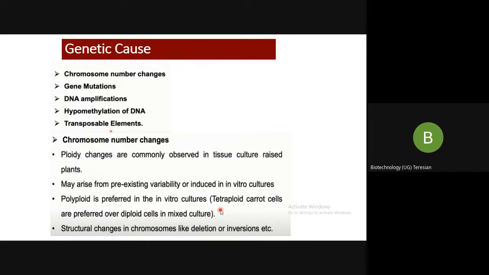What it means is, you're growing tetraploid carrots, okay? And in another row, you grow diploid carrots. Both will grow. But if you mix the tetraploid and diploid carrots together, they have observed that it is the tetraploid carrot that will finally survive, and everything will ultimately get converted into tetraploid.